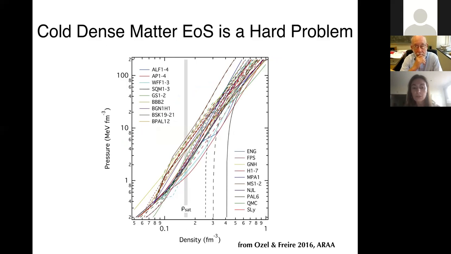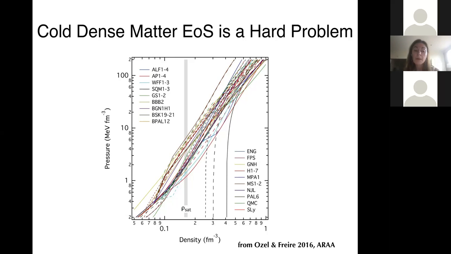So I'm going to start by saying that the cold dense matter equation of state is a hard theoretical problem. There are many different ways of understanding the interactions of matter at high densities, many different computational approaches, but none of them are conclusive and none of them are easy in terms of incorporating the effects of both nucleons and quark degrees of freedom or other particles that may appear in neutron star interiors.